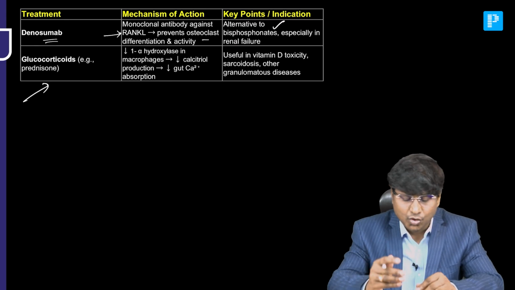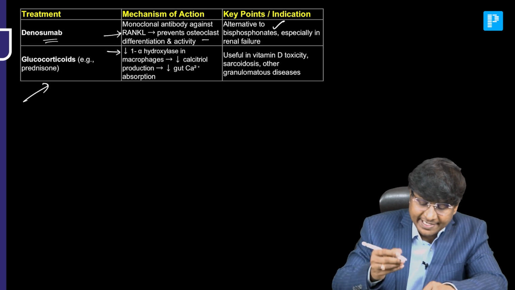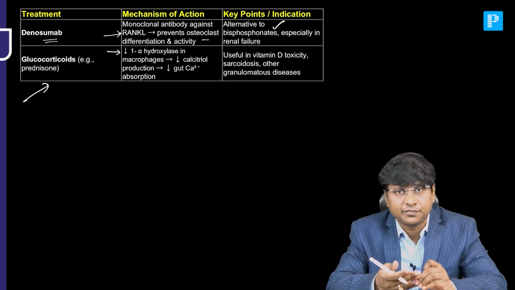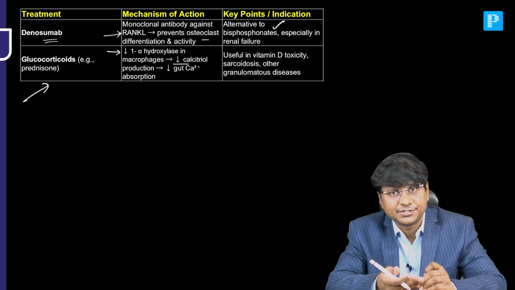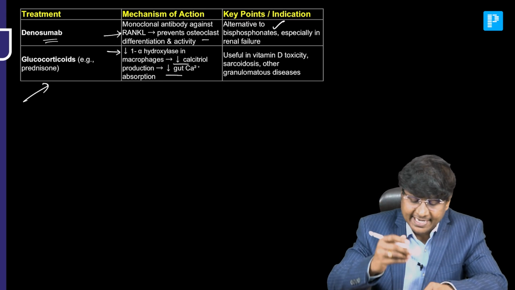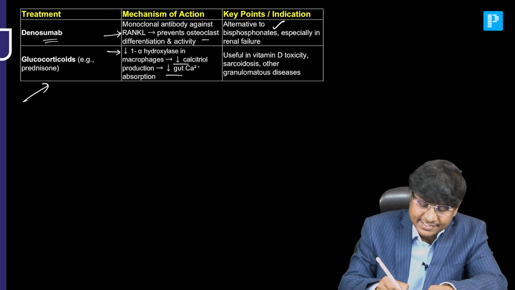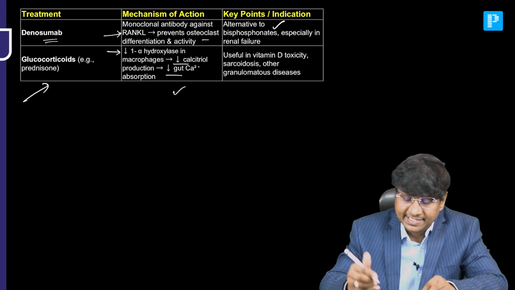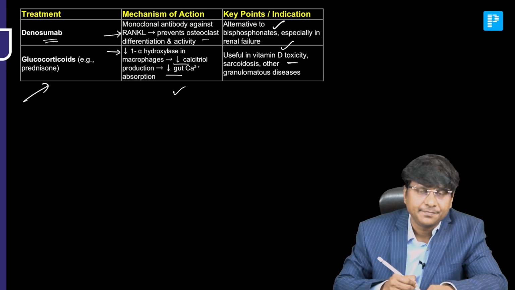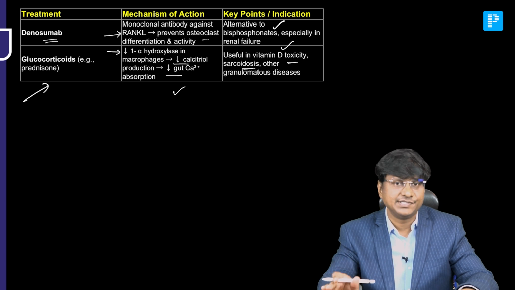And among the glucocorticoids, it is prednisolone. What prednisolone does is decrease 1-alpha hydroxylase in the macrophages, and thereby it decreases calcitriol production. Thereby it decreases the calcium absorption. So this prednisolone is mainly useful in a scenario of vitamin D toxicity, useful in sarcoidosis as well as other granulomatous diseases.